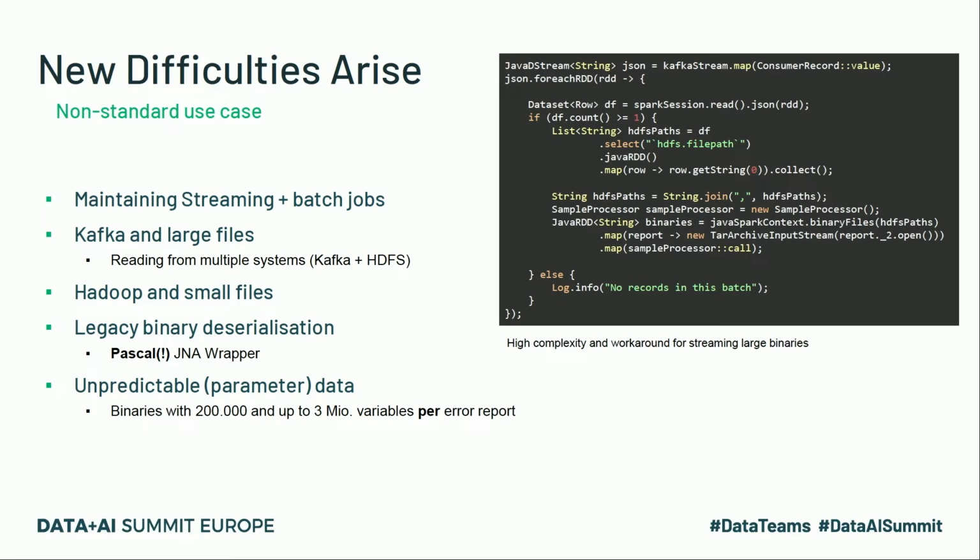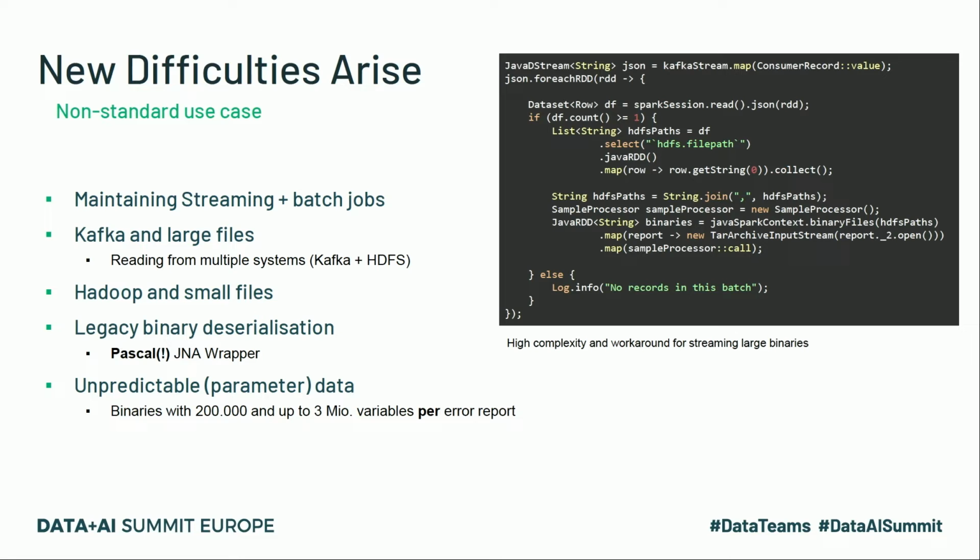And of course, in this architecture, as there are always problems, we also discovered some difficulties. So first of all, we had to maintain streaming and batch jobs. Since we have so much historical data in this use case, we somehow need to process or reprocess the data very much. And this leads to our kind of Lambda architecture, where we have to maintain both batch and streaming jobs. Then, of course, we had the Kafka and the large files problem, as I've already mentioned.